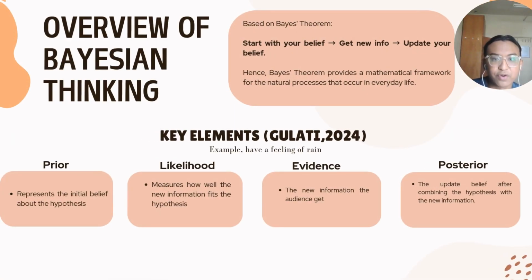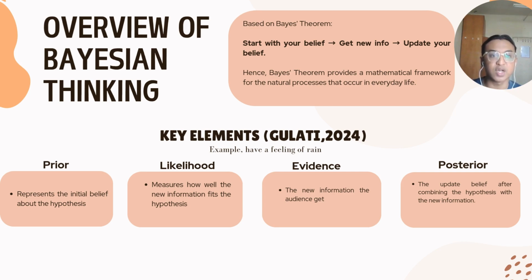Alright, next, overview of Bayesian thinking. So actually this model derives from Bayes' theorem. So this is the formula. It starts with our initial belief, and then when we get the new information, we will update the belief. So actually this theory provides a mathematical framework for our natural process of thinking. Because why? Because it always happens in our daily life.